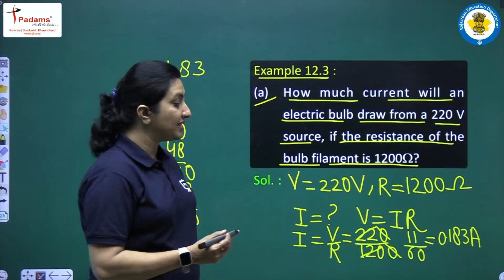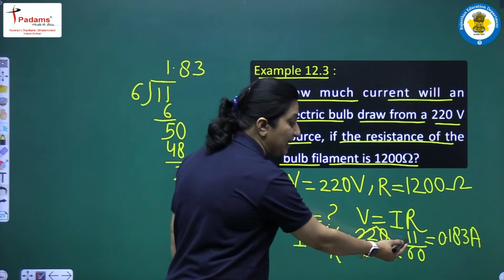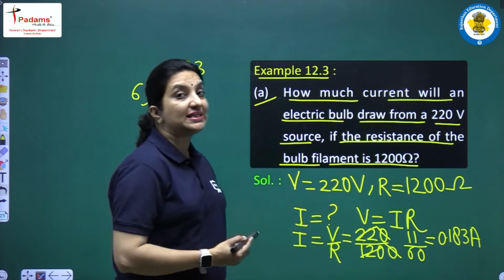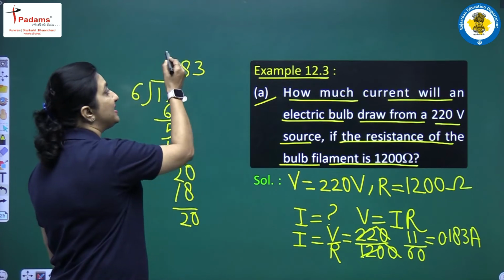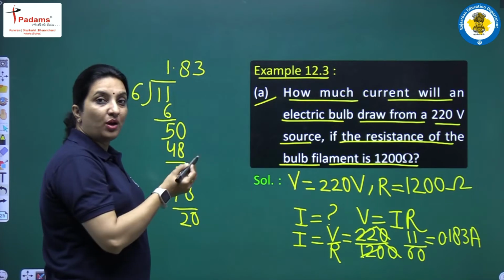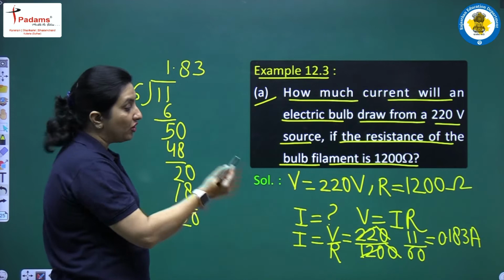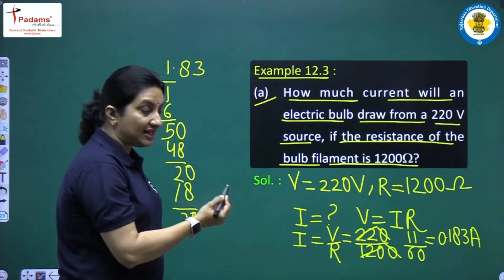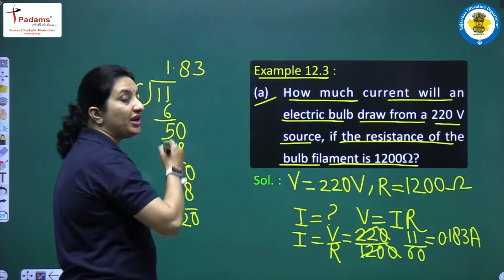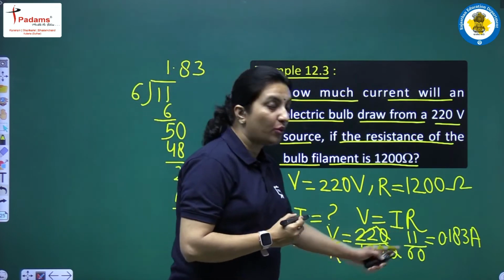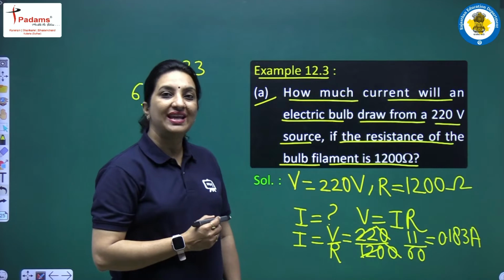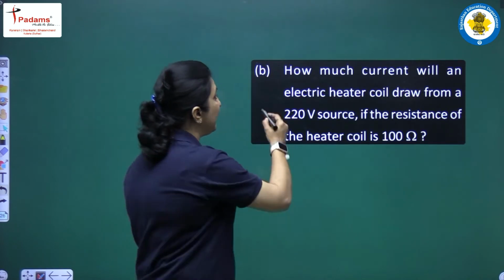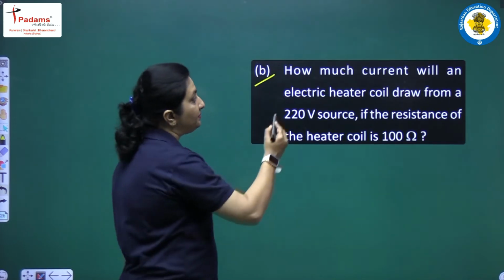So the current drawn is 0.183 amperes. Here students, keep this in mind that I had divided 11 by 6 instead of 60. That is why I have moved the decimal one digit towards the left, because I have divided it again by 10. That is, in place of 1.83, I have written 0.183, and the current is 0.183 amperes. Now let's see the next part, the B part.